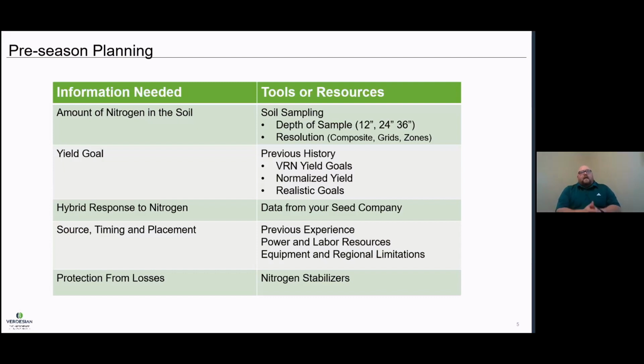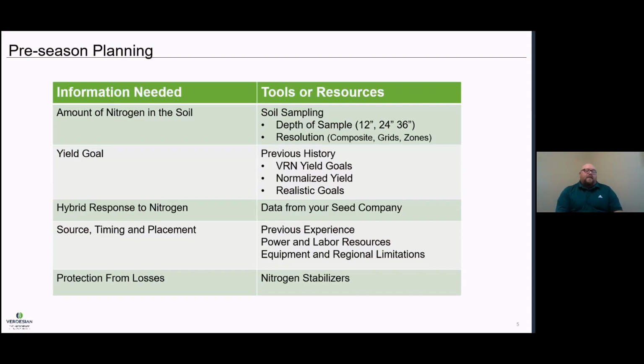And then lastly, always thinking about protecting the nitrogen from losses and using those nitrogen stabilizers. Products with NBPT, DCD in them, like for instance, our product Trident. Or if it's an anhydrous application, using a product to stabilize those anhydrous applications as well.